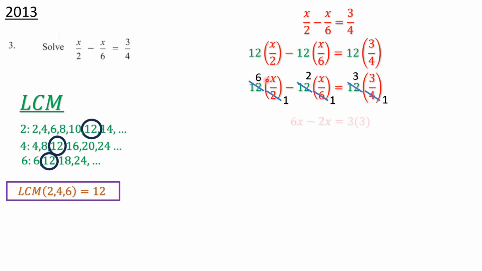And so we have 6 times x, which is 6x, 2 times x, which is 2x, and 3 times 3, which is definitely 9. And so we have 6x minus 2x, which is 4x, and 3 times 3, which is 9. Next, we divide both sides by 4, and we cancel. And so we have x is equal to 9 over 4. Dividing 9 by 4, we get 2.25. And so the answer is x is equal to 2.25.